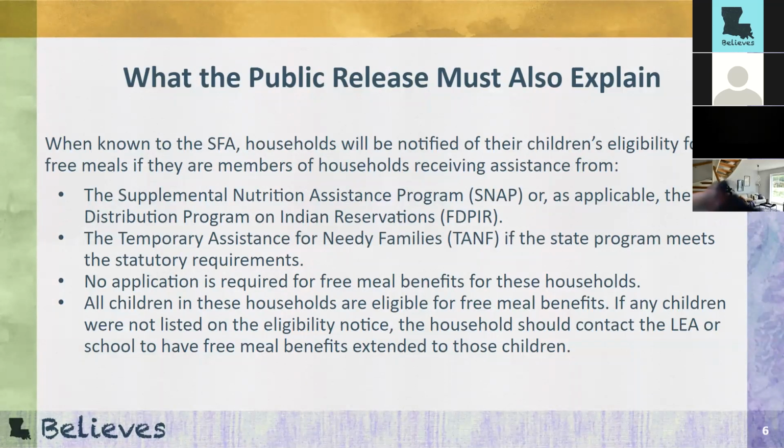So that public release must also explain what you're going to do, what the family needs to do when information is already known to the SFA. So when known to the SFA, the households will be notified if their children are eligible through SNAP. So if you found them on a DC list, if you are able to know that they are eligible for TANF, and that if these families are found on a SNAP list or receiving TANF, they do not need to fill out an application, and that all children in the households are eligible for free meals.